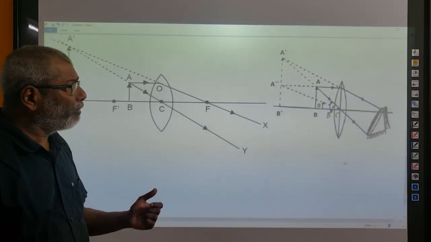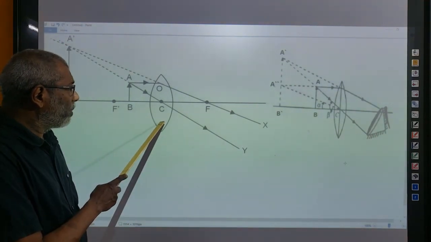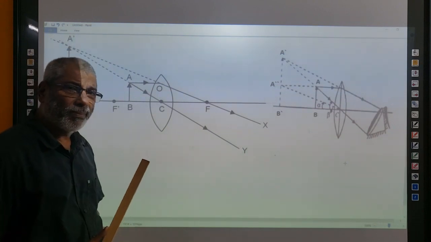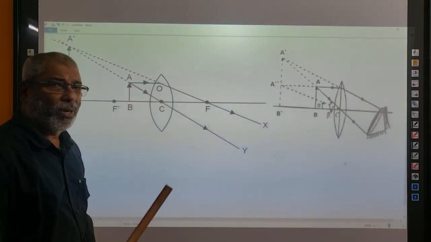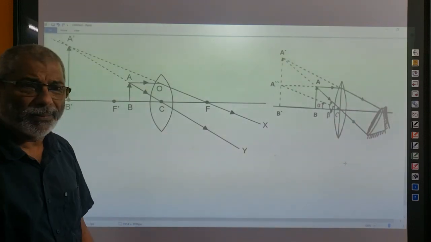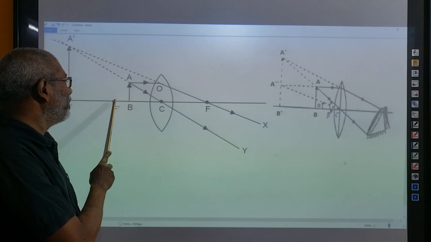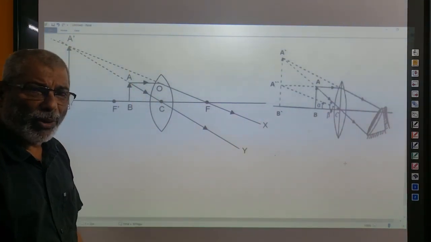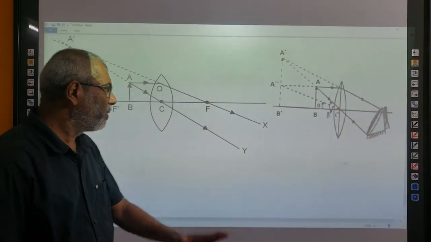So in the case of a simple microscope, the convex lens used is of very small focal length. What we are doing is placing an object very near to the convex lens, within the focal length of the convex lens of high power. What do you mean by high power? Its focal length is very, very short.